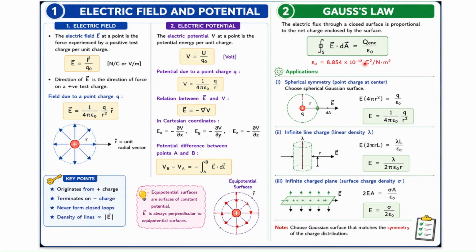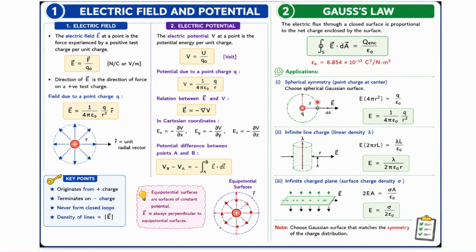Okay, so in case number one, we have a point charge with spherical symmetry, a point charge at the center. As you can see, we have a relation here. So what is it telling us? Imagine a single positive point charge Q, and we want to find the electric field at a distance r.